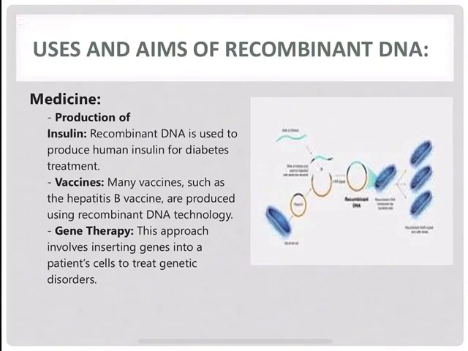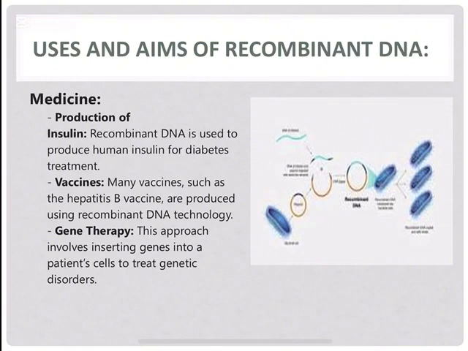And now we finish the steps. We are going to say the uses and aims of recombinant DNA. We use the recombinant DNA for medicine production, like insulin. Insulin made of recombinant DNA is used to produce human insulin for diabetes treatment. We also use it for vaccines.